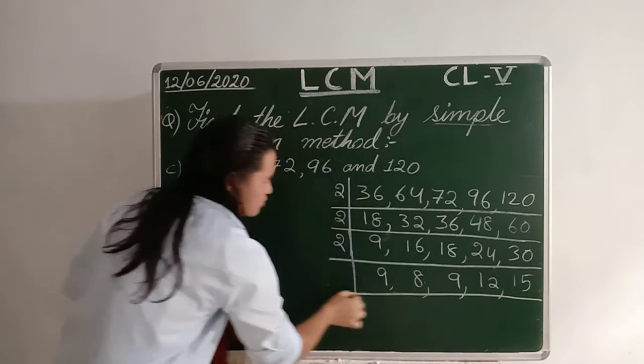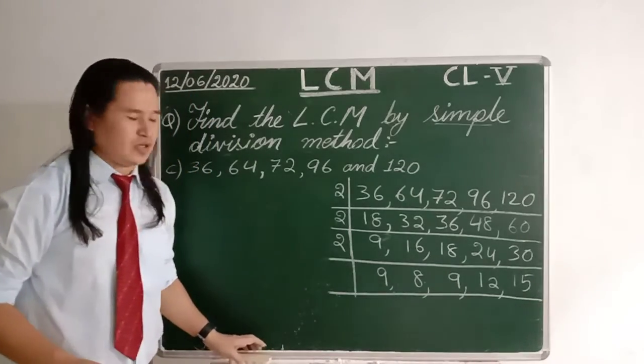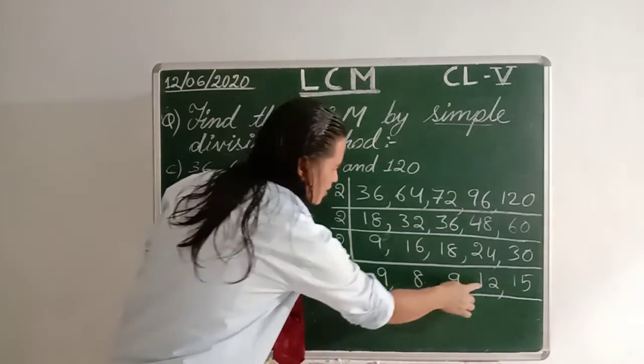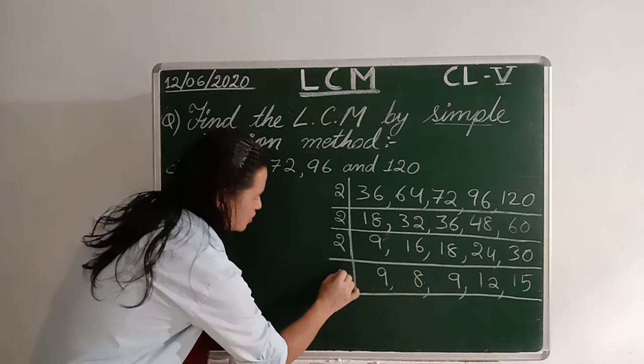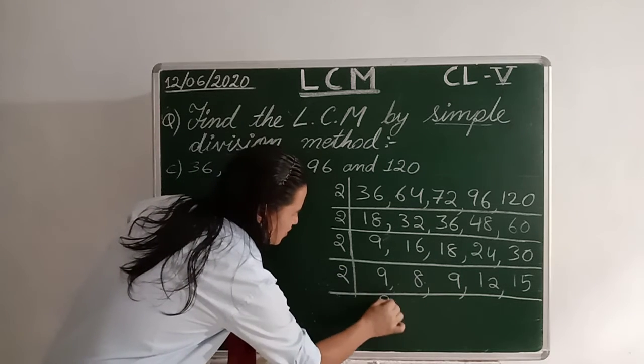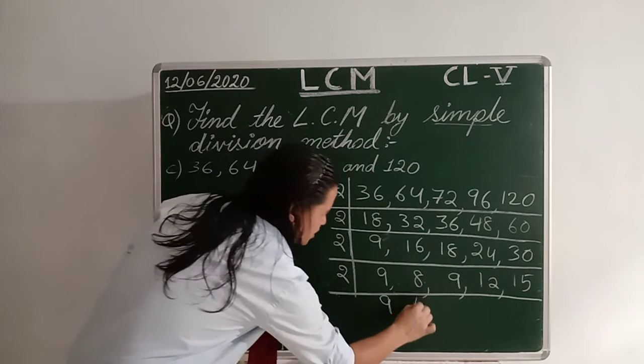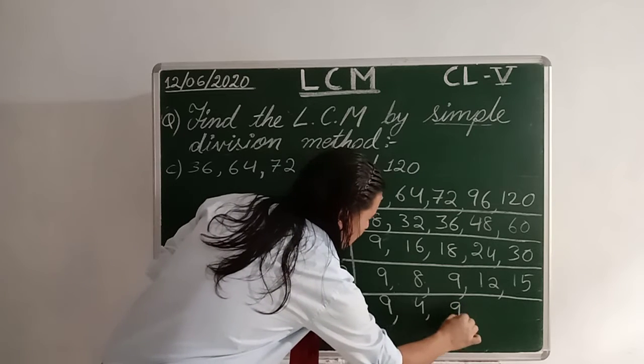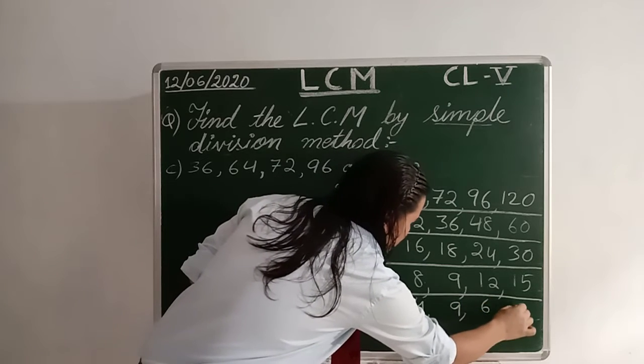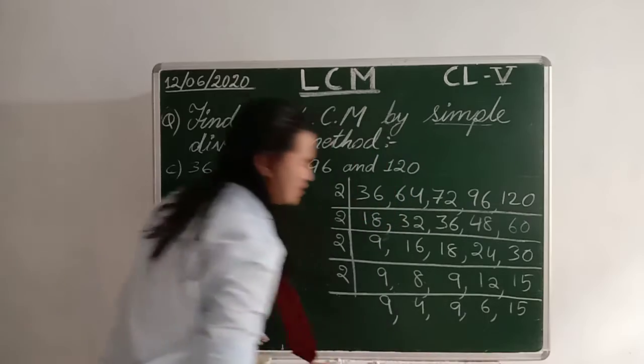Now here also we have to check whether there is an even number or not. So where is the even number? 8 and 12. So the rest are odd. So only the even numbers will break down. So 2 4s are 8, 2 6s are 12, 15 as it is.